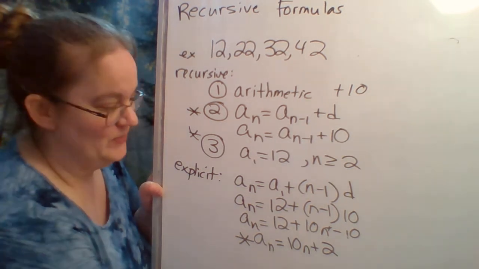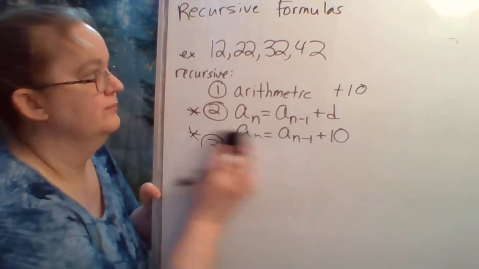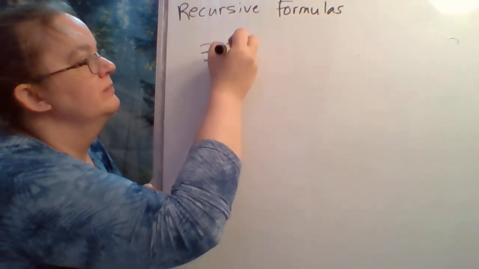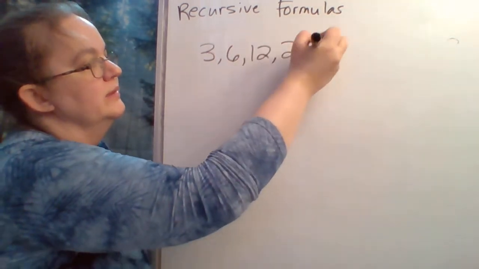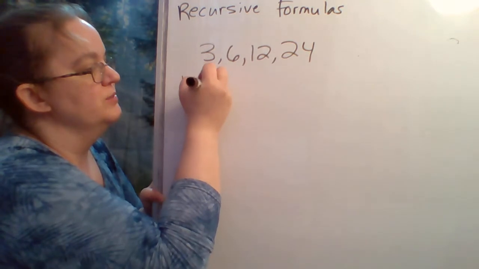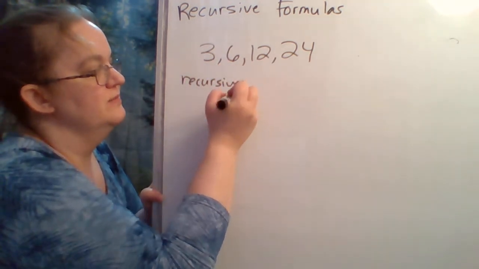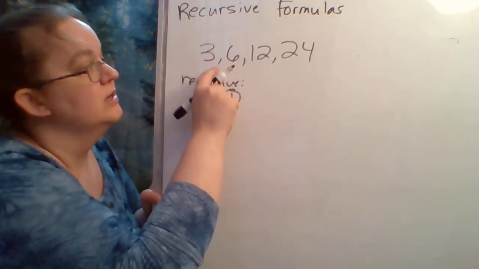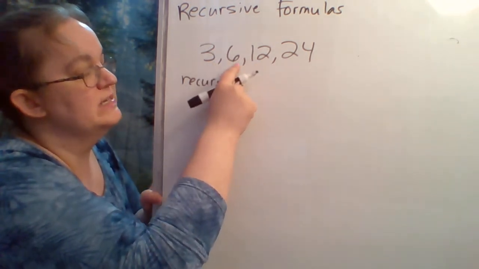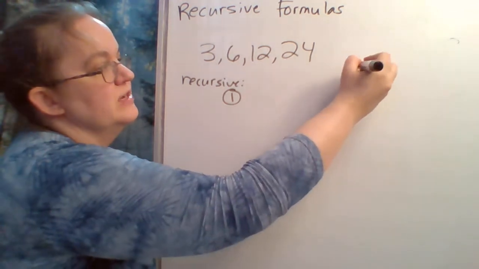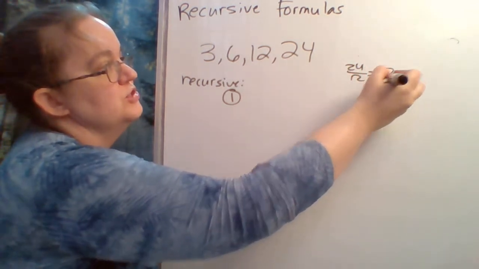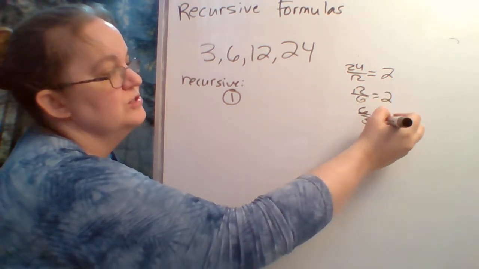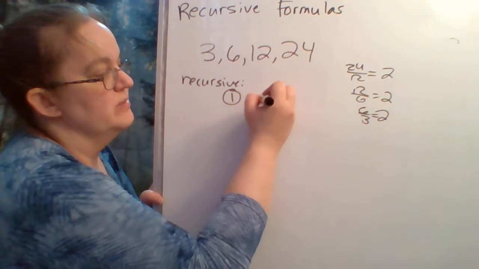Let's look at one more, okay? All right, so my final one, again, I'm just going to start with recursive because that's what we're talking about today. First step is to figure out whether it's arithmetic or geometric. Well, the difference here, that's 3, 6, so it's not the same difference. If I check, 24 divided by 12 is 2, 12 divided by 6 is 2, and 6 divided by 3 is 2. So therefore, this is a geometric sequence.